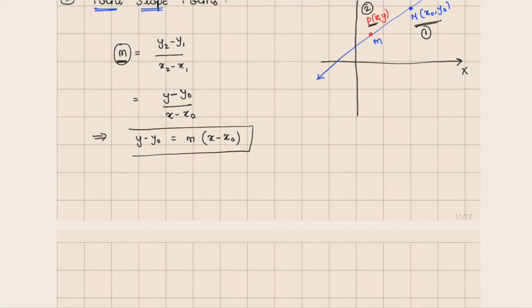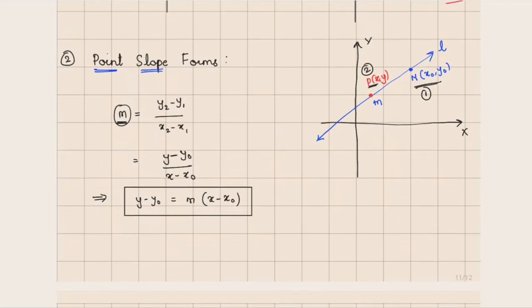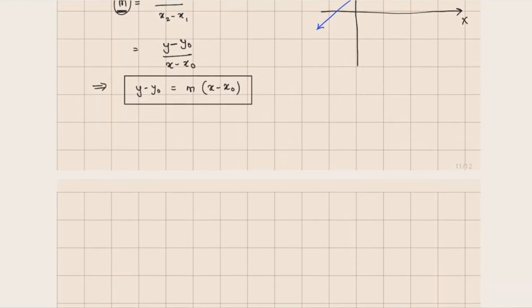This is the equation of the line, so that any point on the line satisfies this equation. If you take any point, we have taken some x comma y, a variable point, and substitute in this equation, it should satisfy. So this is the equation of a line when a point and the slope are given.